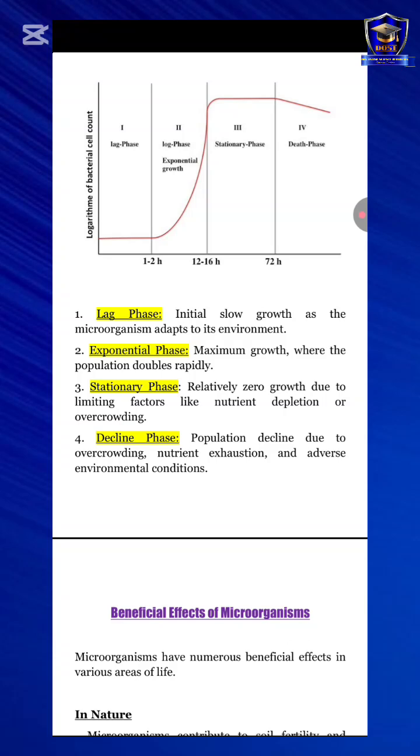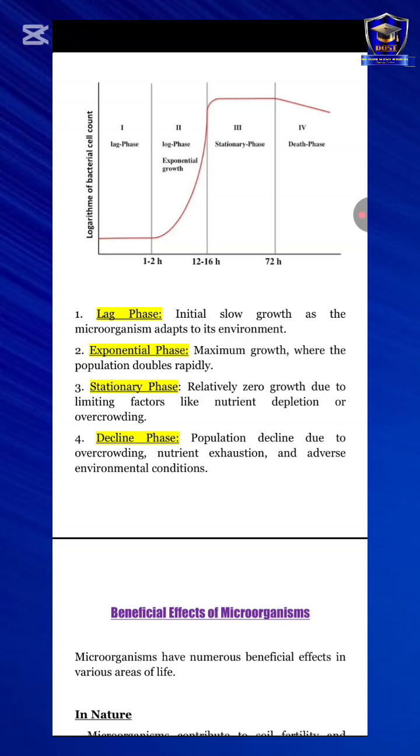This is the initial slow phase as the organism tries to adapt to its environment. In this phase, there is no obvious increase in size, and it only lasts for about 1 to 2 hours. After that, the exponential phase will begin. The exponential phase is the phase of maximum growth, where the population doubles rapidly, as the population size keeps on increasing very, very fast.